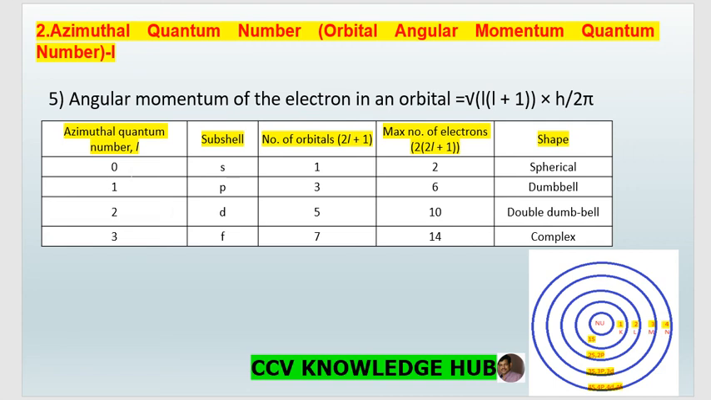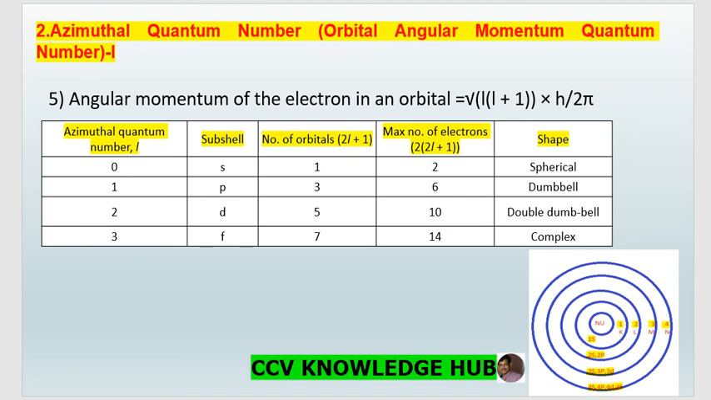If you see this structure, azimuthal quantum number 0, and what is the subshell here? Always L equal to 0 means that is the s subshell. The number of orbitals, we can use the 2L plus 1 formula. So that is 1. Only one s orbital is present in the first orbit. The maximum electrons we can find is 2, from the formula 2 into 2L plus 1. And what is the shape of the s orbital? Spherical shape.